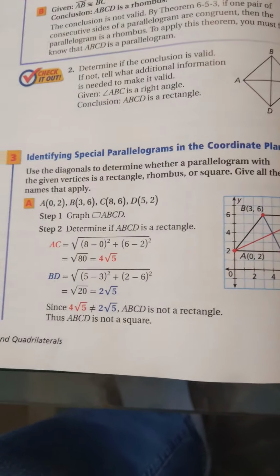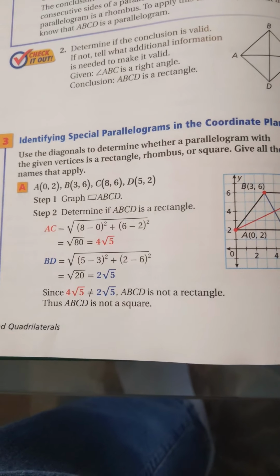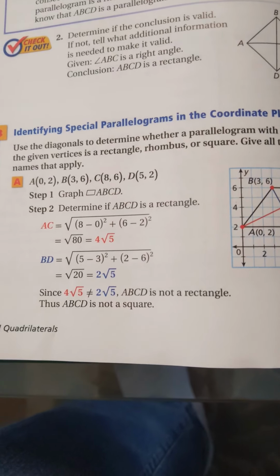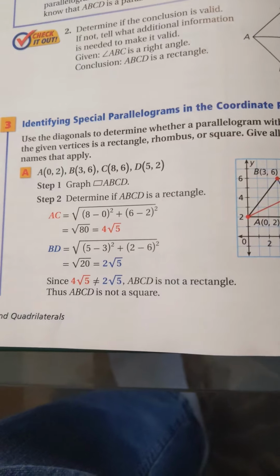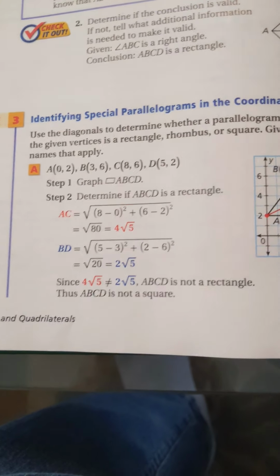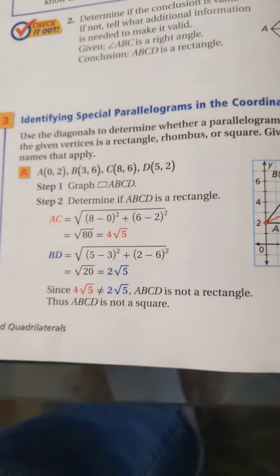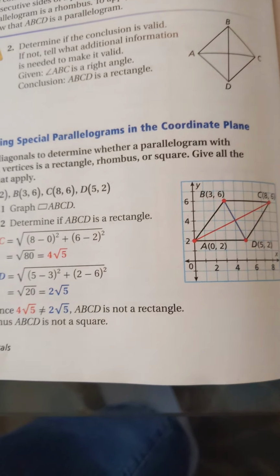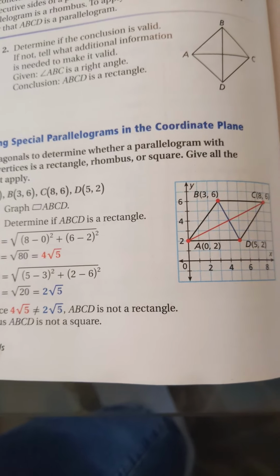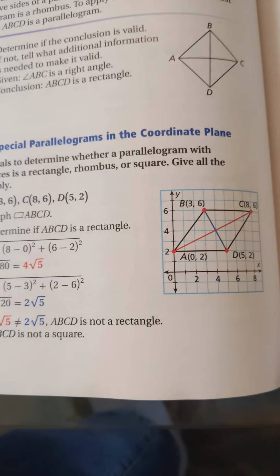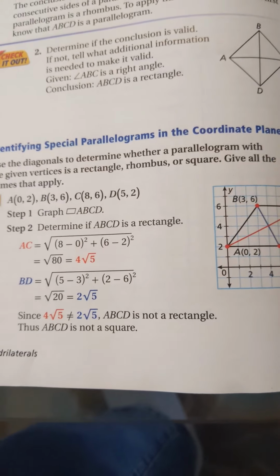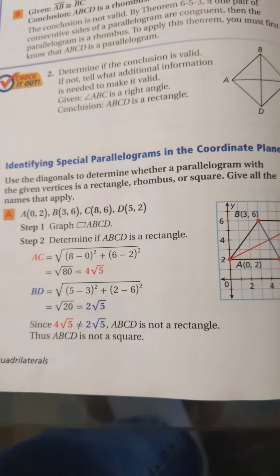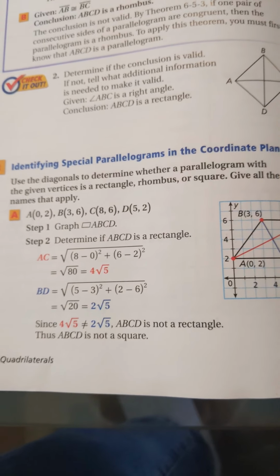Identifying special parallelograms, you'll notice they do, in this example, use a little bit of the distance formula. They show the diagonals are not congruent. And if the diagonals are not congruent, that eliminates a square and that eliminates a rectangle. So it has to be, in this case, a rhombus.